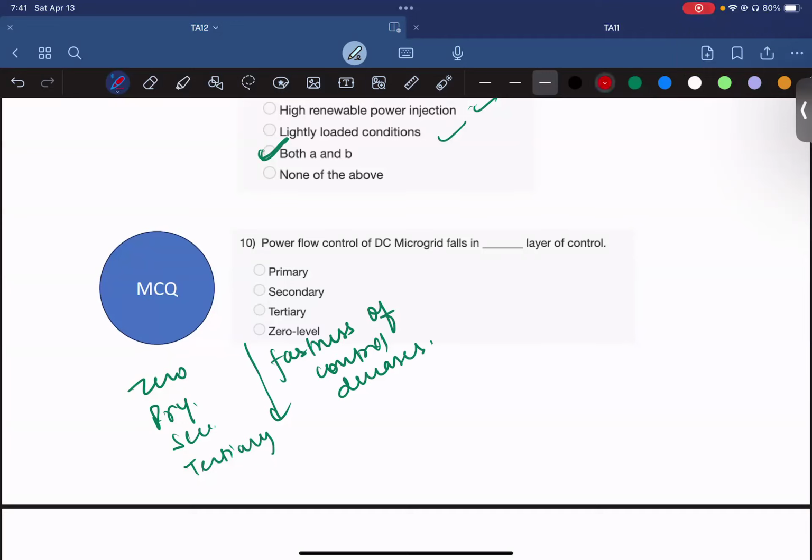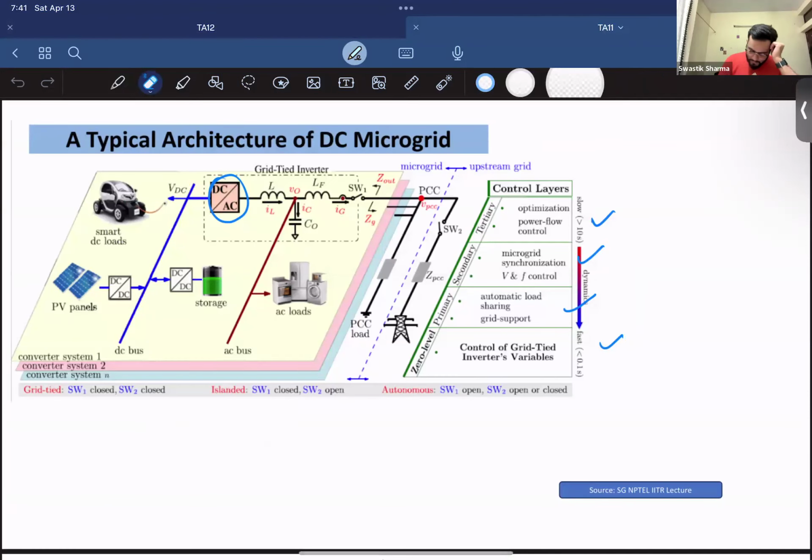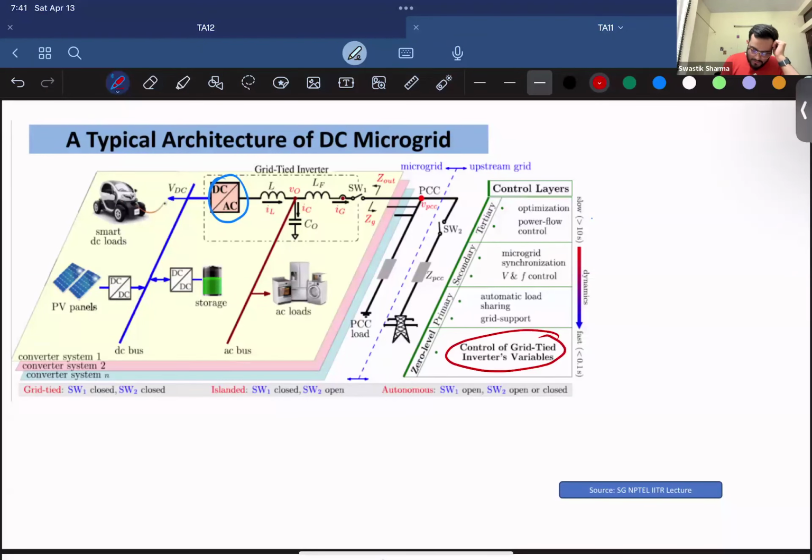DC microgrid means it will be a fast control only. So let's talk about this. At the zero level, you first want your grid tied inverter variables to be controlled.